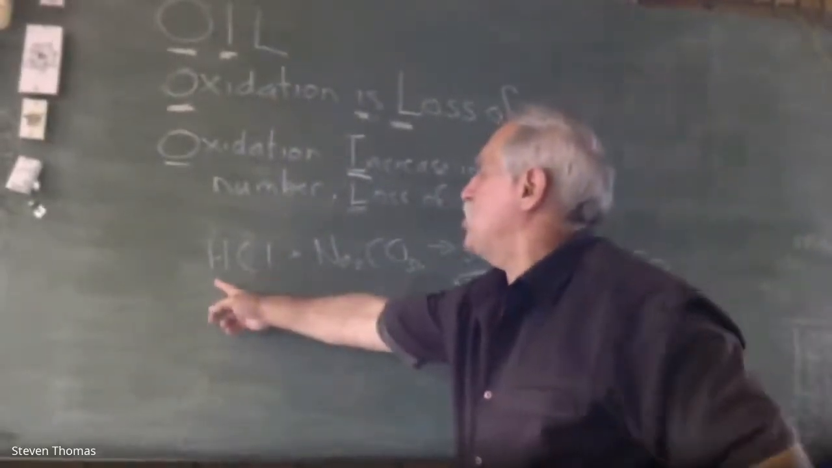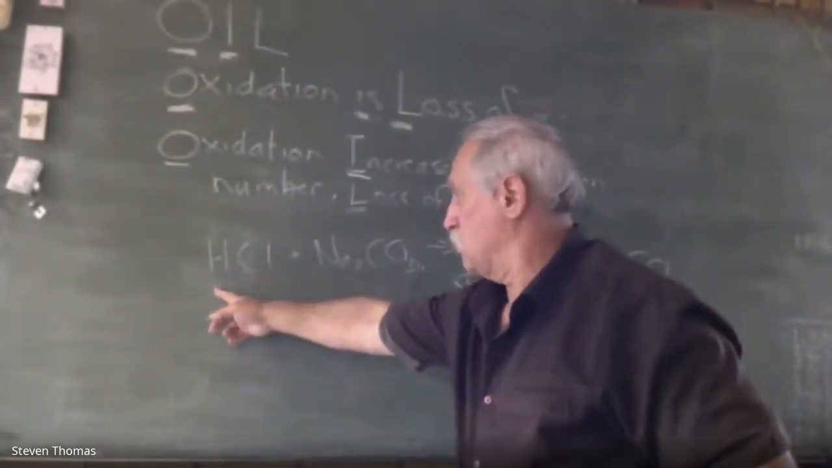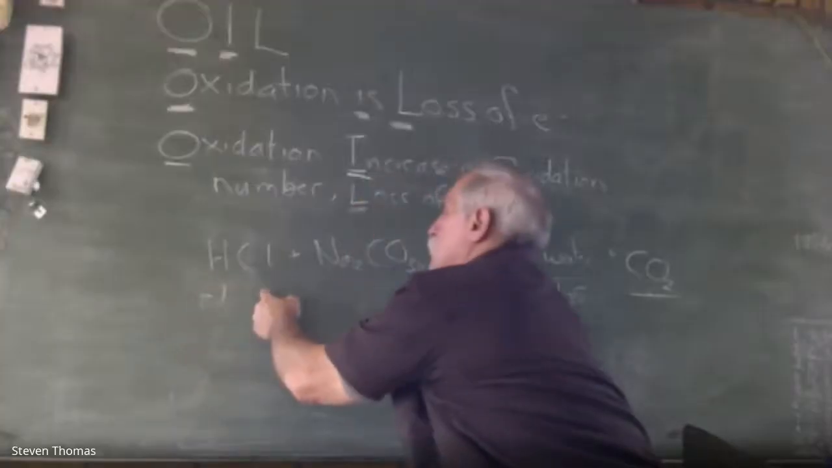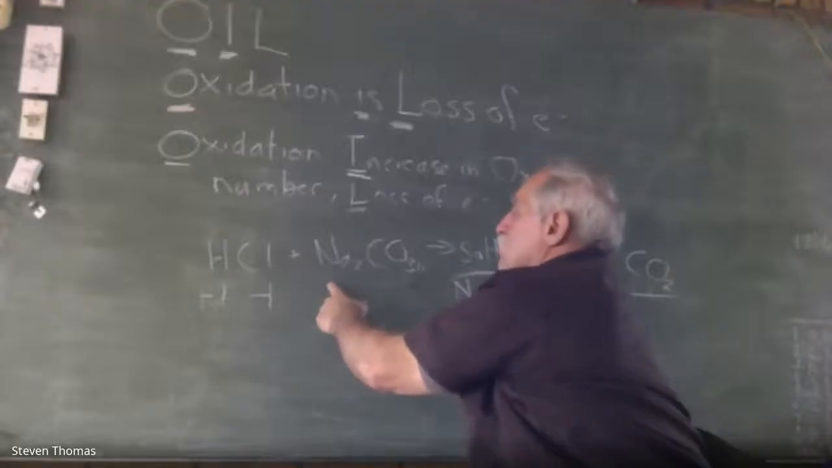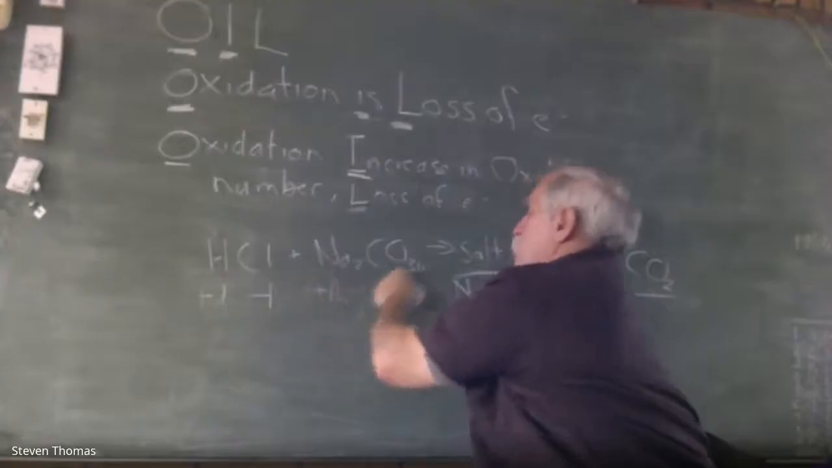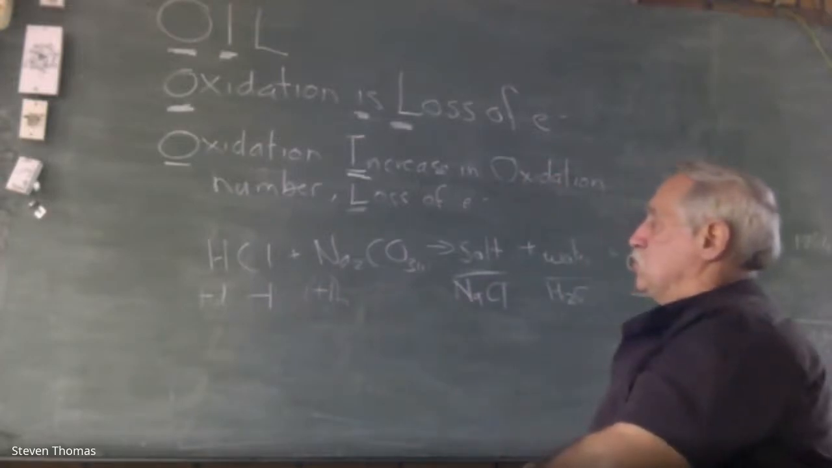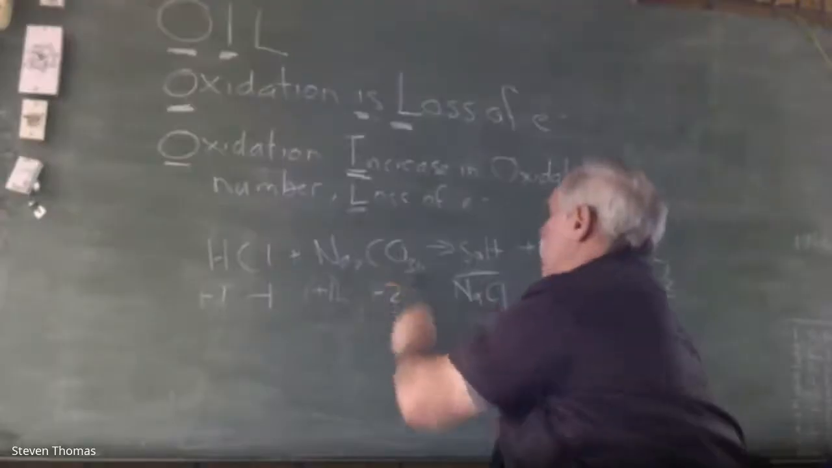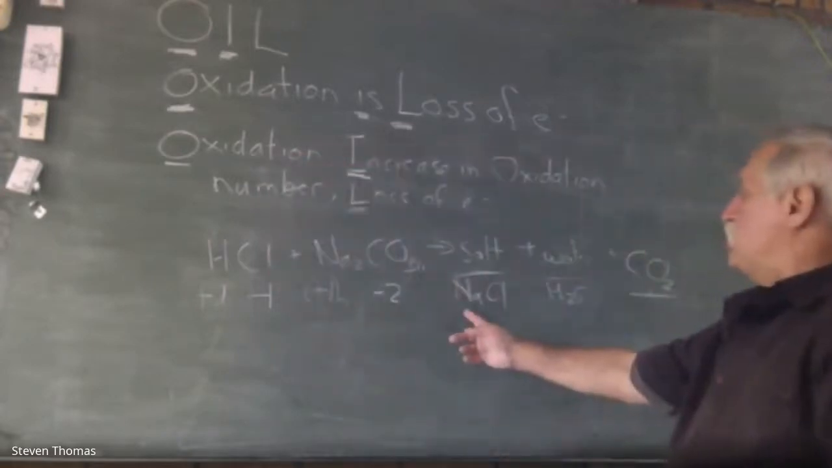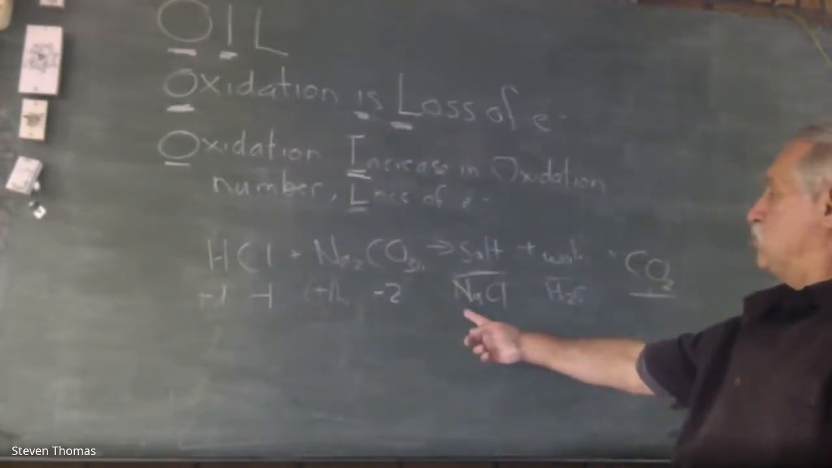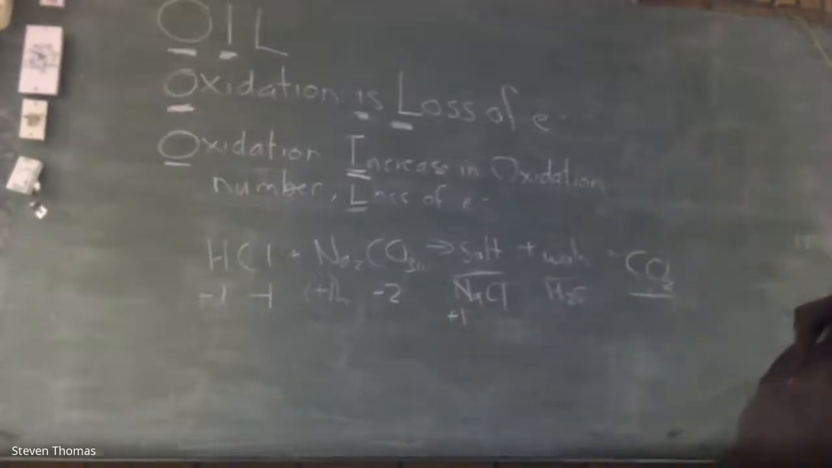What's the oxidation number of hydrogen? Plus 1. And chlorine? And sodium? Plus 1. Lovely, and there's 2 of them, so what is carbonate? Minus 2. Lovely. What is sodium? Plus 1. Still plus 1. Chlorine hasn't changed its group. Minus 1.